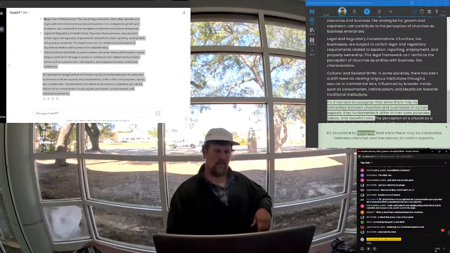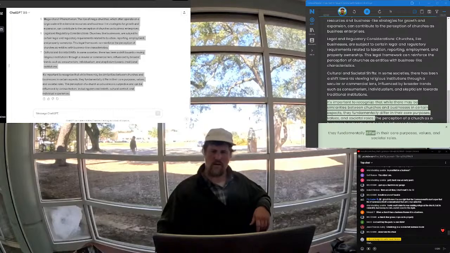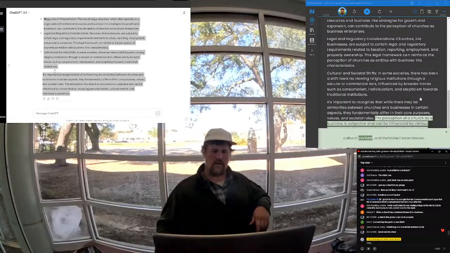It's important to recognize that while there may be similarities between churches and businesses in certain aspects, they fundamentally differ in their core purposes, values, and societal roles. The perception of a church as a business is subjective and can be influenced by various factors, including personal beliefs, cultural context, and individual experiences.